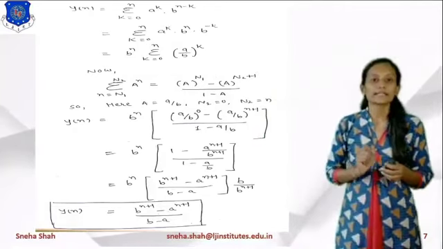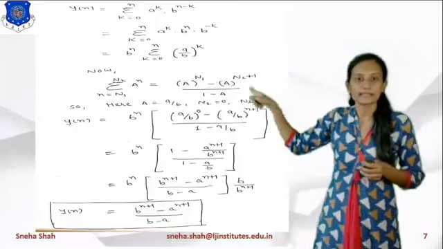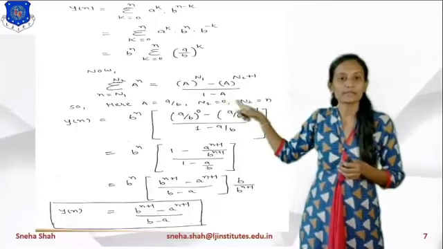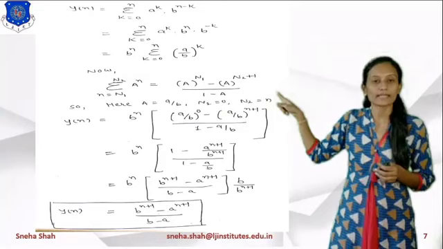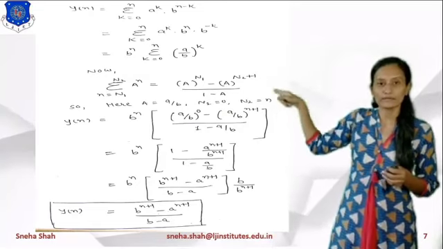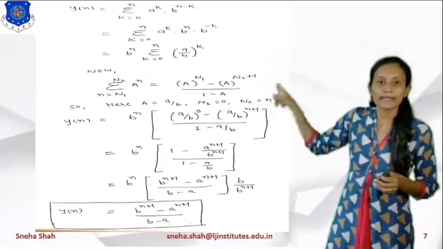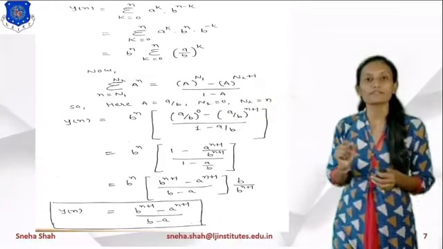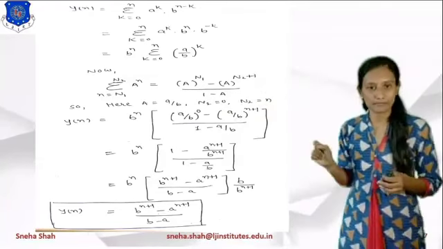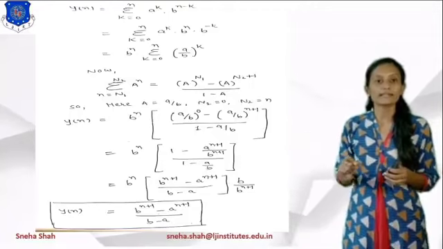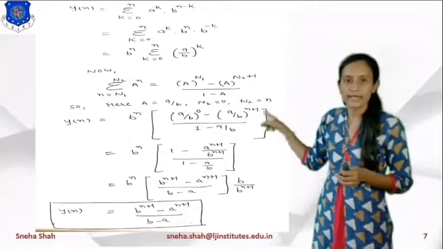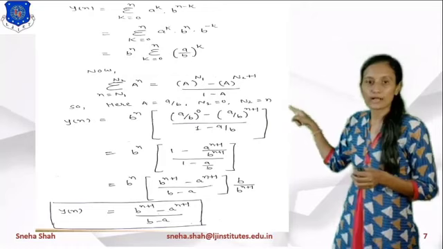Now if we take the summation rule, as you know, the summation from n equals n1 to n2 of a raised to n will be a raised to n1 minus a raised to n2 plus 1, upon 1 minus a. Now comparing this equation with this, the value of capital A equals a by b, the value of n1 equals 0, and the value of n2 equals small n.